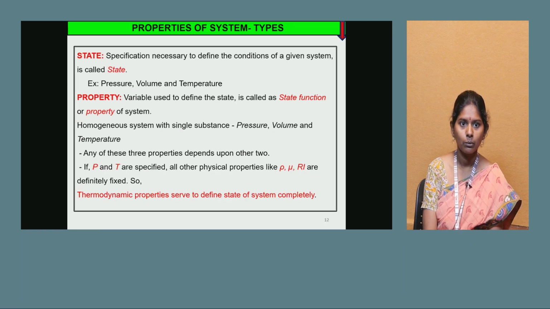Properties of a system. One is state. The specification necessary to define the conditions of a given system is called a state. Example, pressure, volume, temperature. Property: variables used to define the state are called state functions or properties. In a homogeneous system with a single substance, any of the three properties pressure, volume and temperature depends on the other two. If temperature and pressure are specified, all other physical properties like rho, u, mu are definitely fixed. So thermodynamic properties serve to define the state of the system completely.